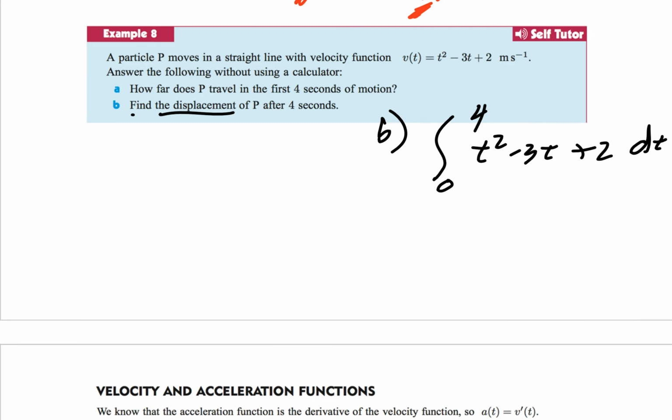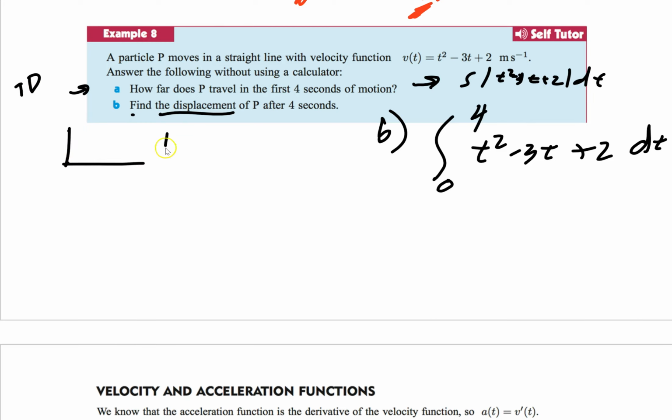The first one says how far does it travel? That's talking about total distance. That's the absolute value one. So if I was using the calculator, just calculate the absolute value of t squared minus 3t plus 2 dt, and then I'm done. If I'm doing it without a calculator, I gotta break it up. So I gotta make a little sign chart.